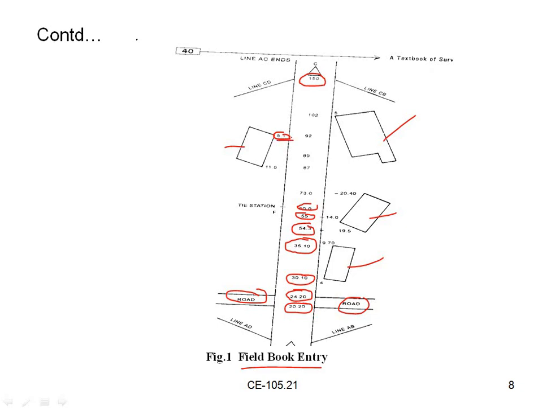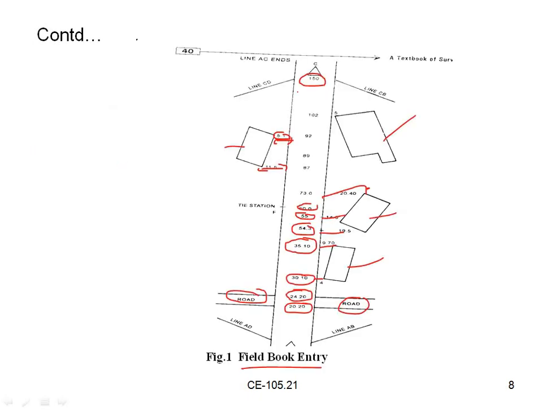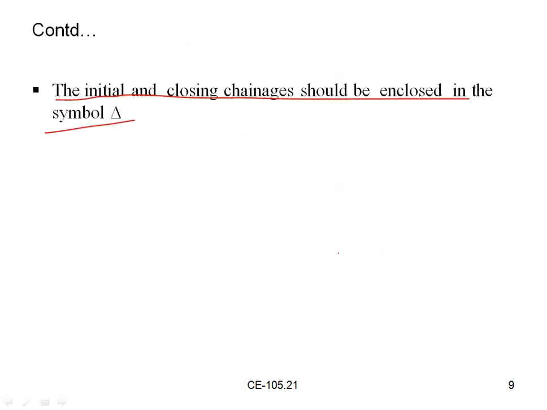Then after that we will be taking the offsets. Here it is 5.1 distance, that is, from here the distance is 5, and from here it is 11.5, taken with the offsets. Same like this, 14 and 20.40 is the length, and this is 4, and this is 0.70. These are taken from the distance. All of these should be entered in the field book. Here the initial and closing chainages should be enclosed in the symbol delta. We can see the initial, and the final, where the delta is located.